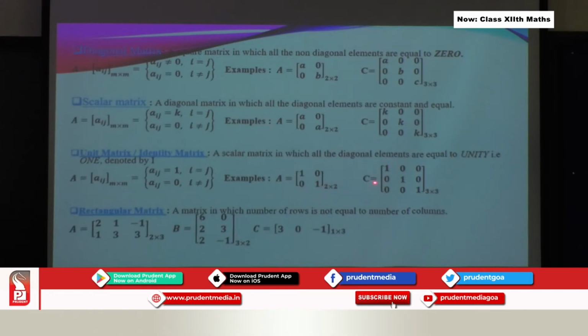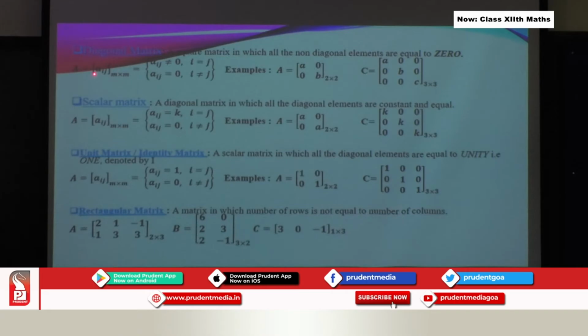Now look at this here. It is a square matrix, it is a diagonal matrix, it is a scalar matrix, and on top of it, since the entries are 1, you have it as an identity matrix or unit matrix. Let us proceed further.